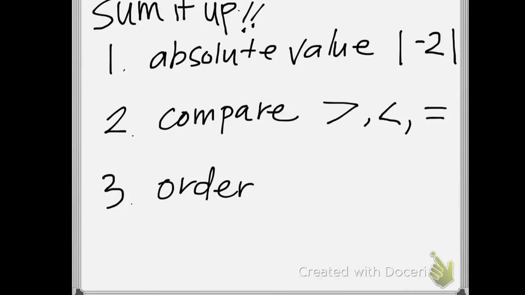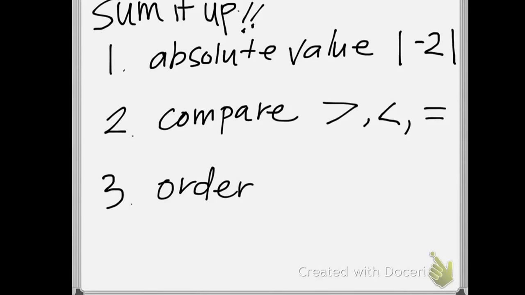Okay, so first thing we learned was absolute value. We write absolute value by putting brackets around a number. Good rule of thumb, the answer to absolute value is always going to be positive, and that is because what we're doing with absolute value is finding the distance that the number is from 0.